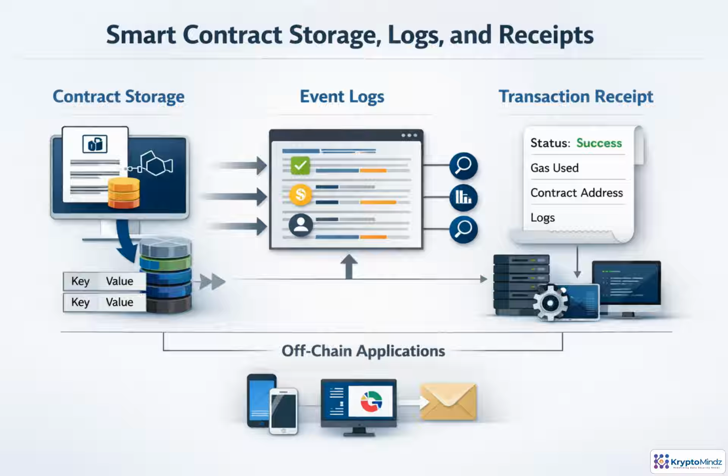When a contract runs, it can update its own persistent storage, such as balances or ownership records. It can also emit events like a transfer event, which become searchable logs. After execution, the transaction receipt records the outcome: success or failure, gas used, any new contract address, and the logs produced. Off-chain applications watch these receipts and events so databases, dashboards, notifications, and user interfaces stay aligned with blockchain activity.